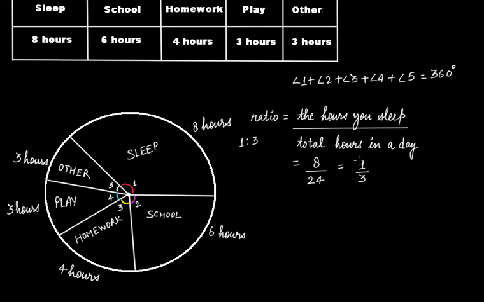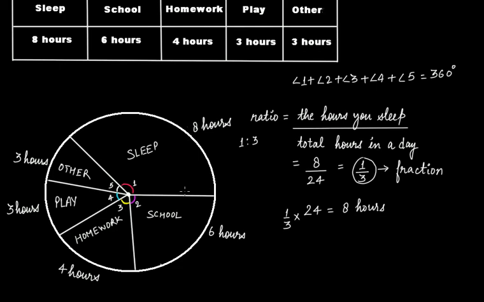This ratio is the fraction of the 24 hours that you use for sleeping. So out of 24 hours, 1/3 of the 24 hours you sleep. This ratio is telling you the fraction of hours that you use to sleep. So 1/3 of 24 is what? 8 hours. That is what it is telling.